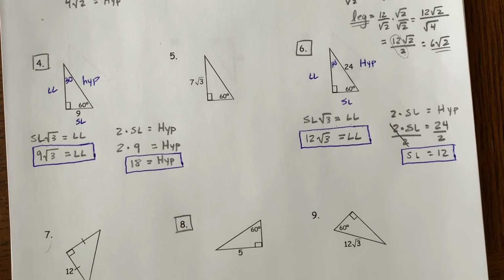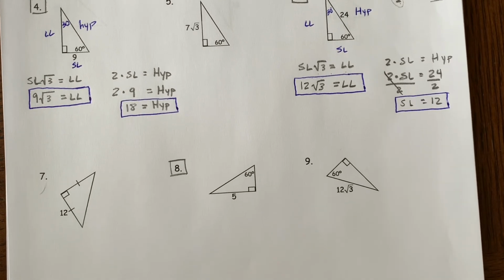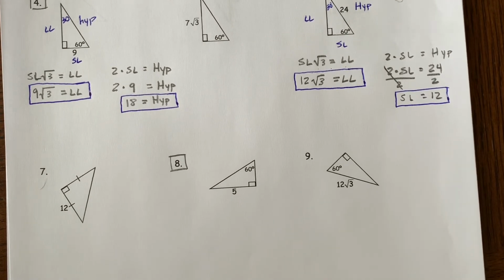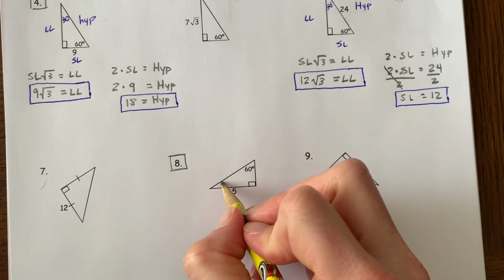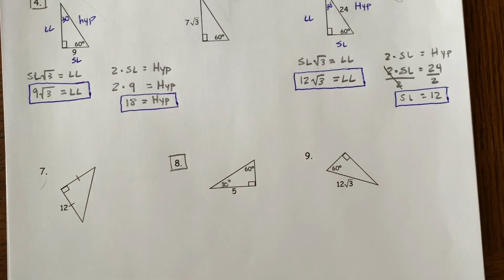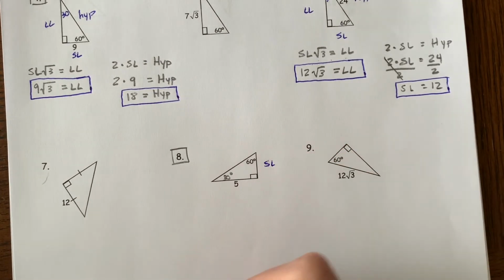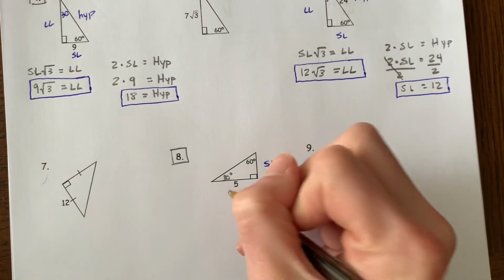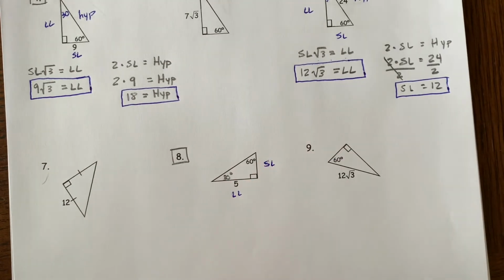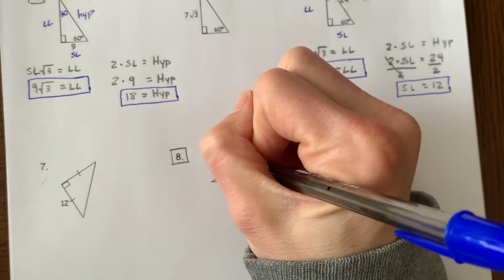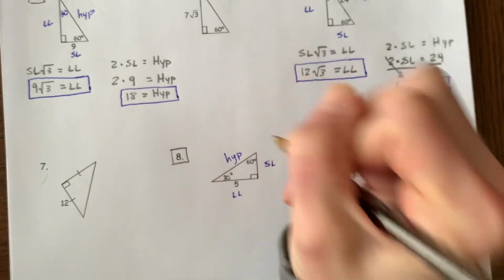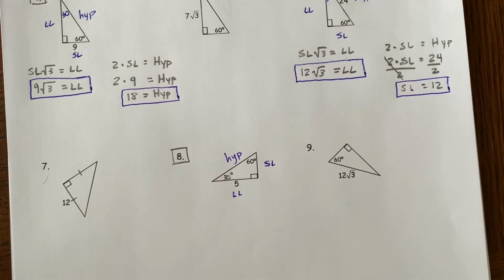The last problem I want to look at is problem number 8. Okay, in problem number 8, again, I have a 30, 60, 90 degree right triangle. The side opposite my 30 degree angle is my short leg. The side opposite my 60 degree angle is the long leg. The side opposite the right angle is the hypotenuse.